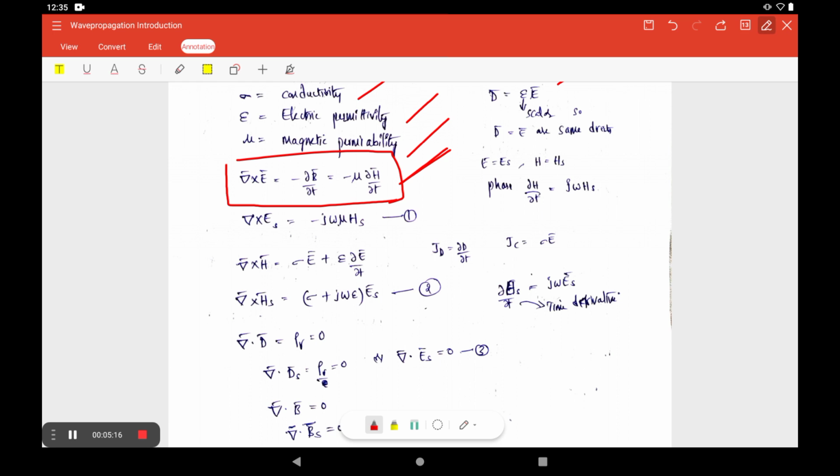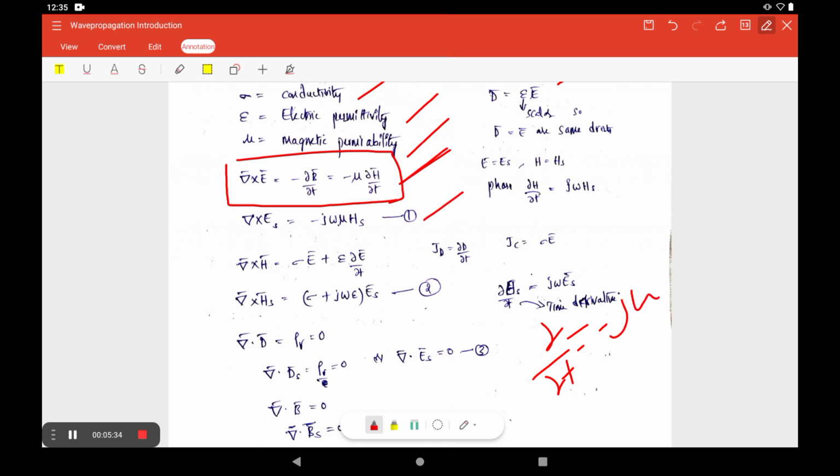At the same time, del cross Es in phasor notation is equal to minus j omega mu Hs, where del/del t is replaced by j omega. So from that you will get this equation.